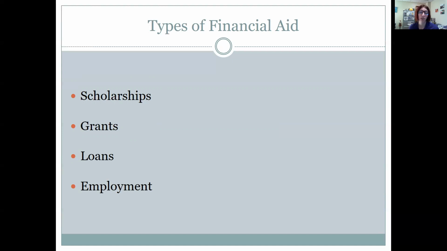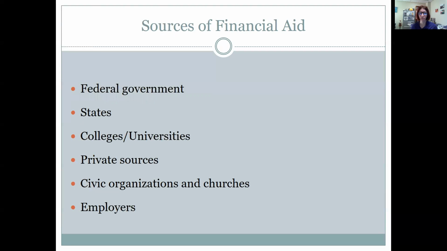And then employment. So this would be something like a work study job, or some type of employment on campus where you're working so many hours a week to earn either a paycheck, or maybe have it go towards your outstanding balance. So those are the four main types of aid you'll see within those financial aid offers.